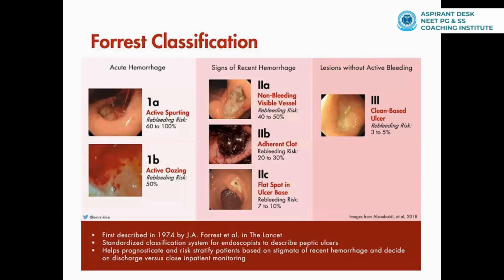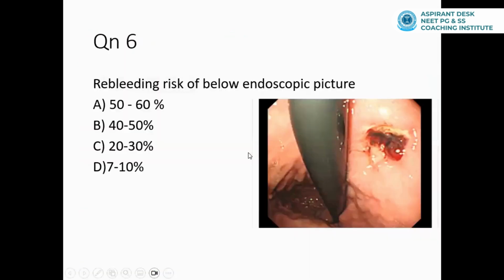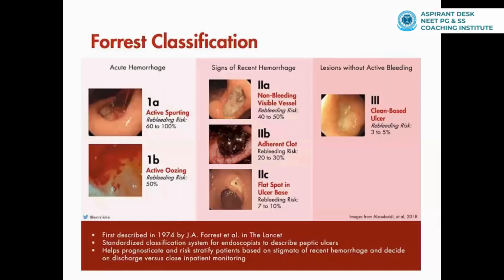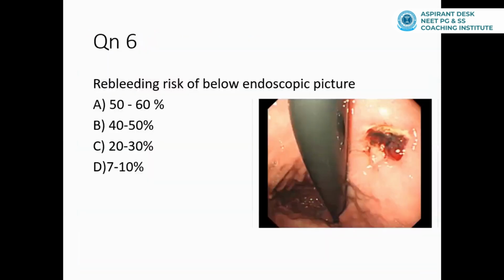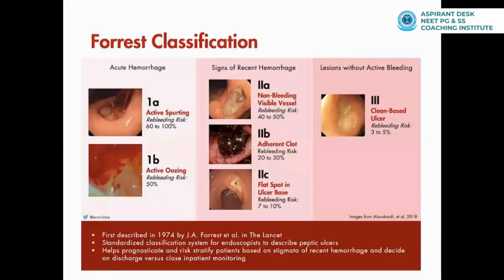Do you have any doubts? So adherent clot is okay. Adherent clot, yes, that is the option, that is the answer. The picture is showing an adherent clot. I think everyone could answer this, but rebleeding risk we should memorize. For adherent clot it is around 20 to 30%. Everyone knows this classification, so we should memorize the rebleeding risk of each and every classification.